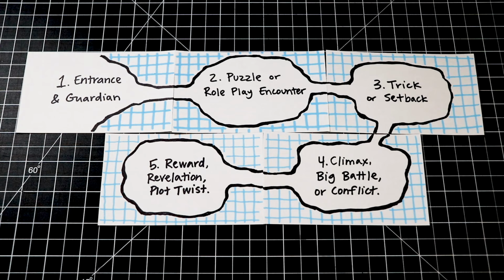The second room is a puzzle or role-playing encounter. This room is intended to give the problem-solving players a fun challenge to overcome. It could be a brain puzzle or maybe some fun NPC interactions. The third room is a trick or a setback. I understand this room as a setup for room 4. So it's an encounter that pushes the players forward, but will also make the final confrontation more difficult.